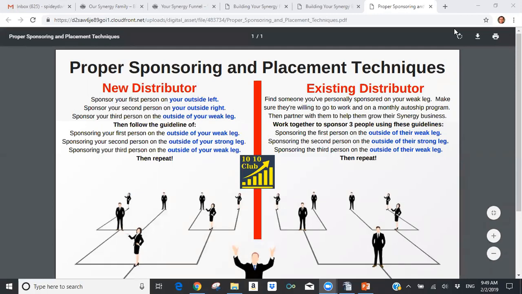This whole process of understanding the 10-10 Club and working with your key individuals to help them grow their Synergy business in their customer base and their distributor base, and replicating the process down through their organization, is key. And Zoom is free. Get a Zoom account and then use it to meet people.